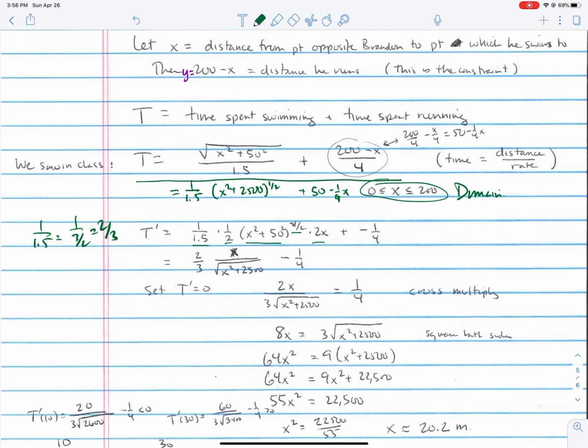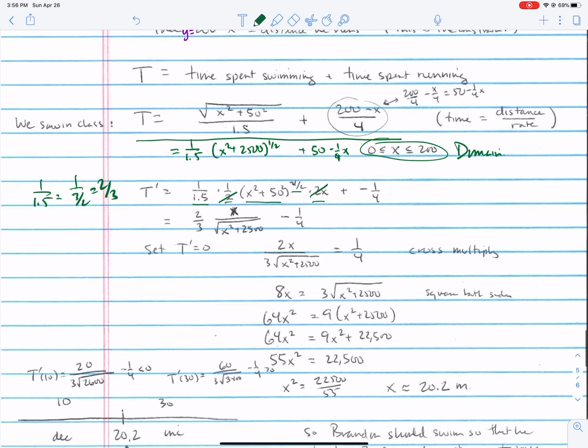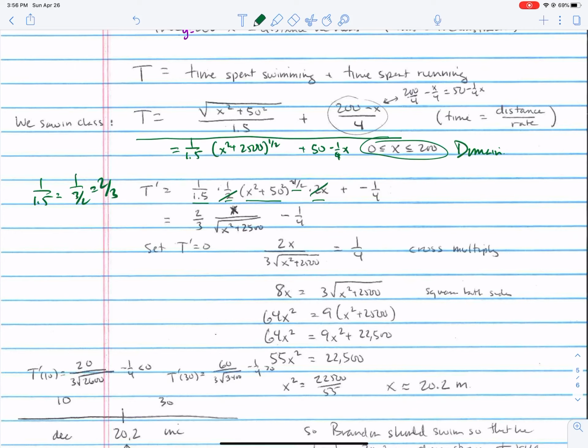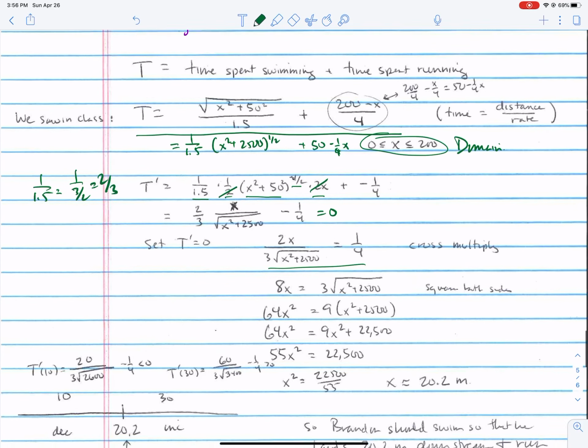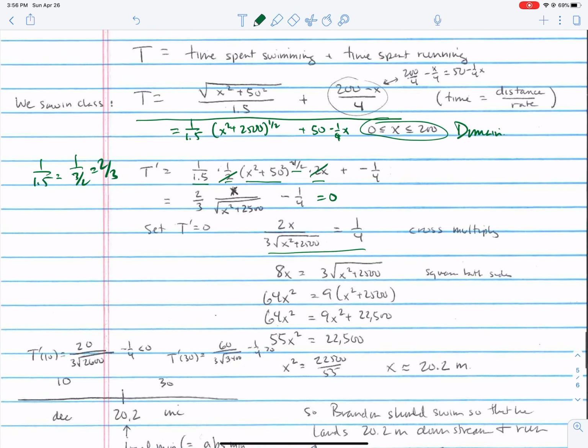And if I think about 1 over 1.5, that's 1 over 3/2, which is equal to 2/3. So this 2 cancels with that 2, and I get 2/3 x over the square root of x squared plus 2500 minus 1/4. To find the critical number, I set this equal to 0, add 1/4 to both sides, and then cross multiply. I get 2x times 4, or 8x, equals 3 times the square root of x squared plus 2500. Now if I square both sides, I'll get 64x squared equals 9 times the quantity x squared plus 2500.